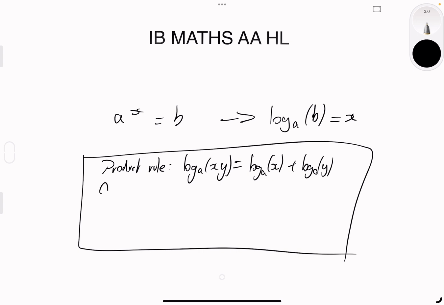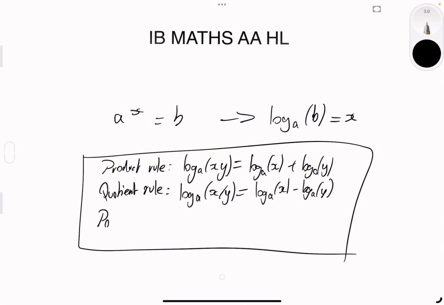A similar one is the quotient rule. Again, these are very basic rules. If you took math, even standard level in year 10, year 9, you should be able to do this. You should know this already. So x over y, again two values, but a quotient this time. This is similar. It's log a of x minus log a of y.